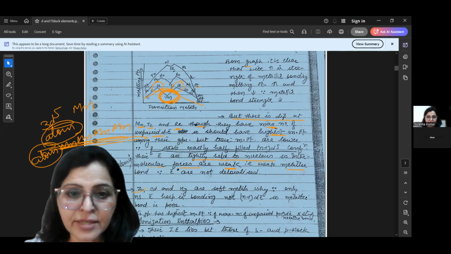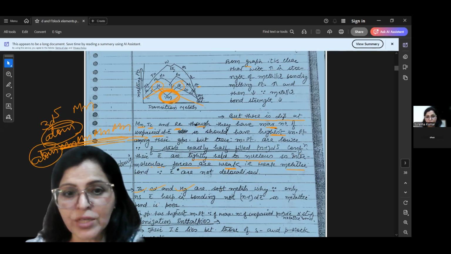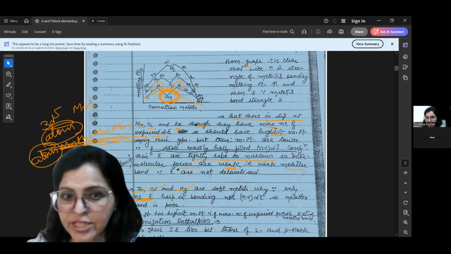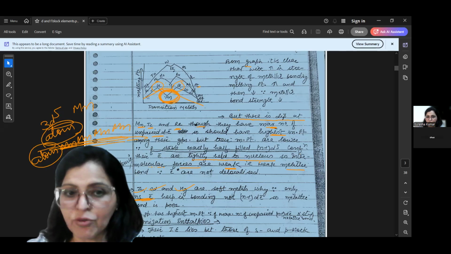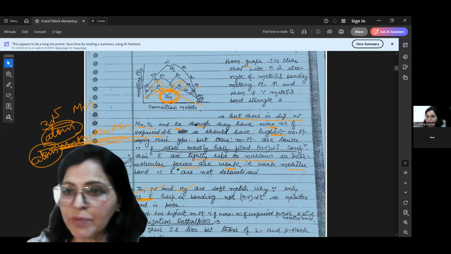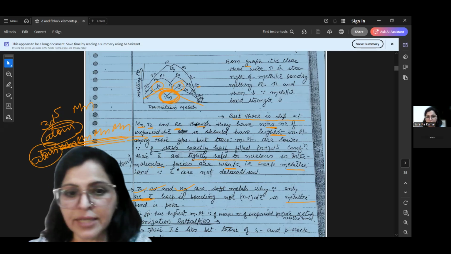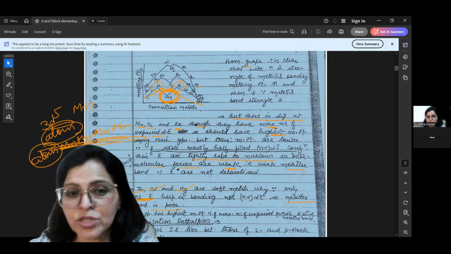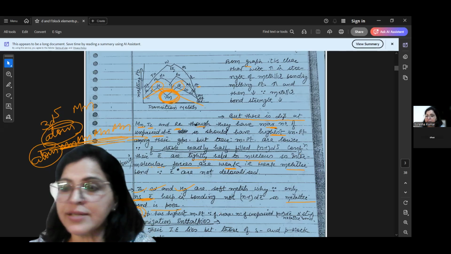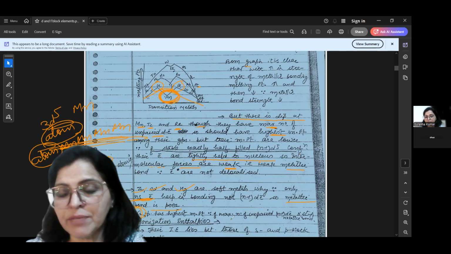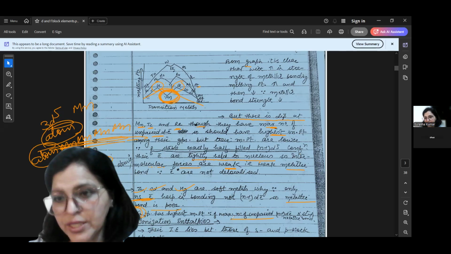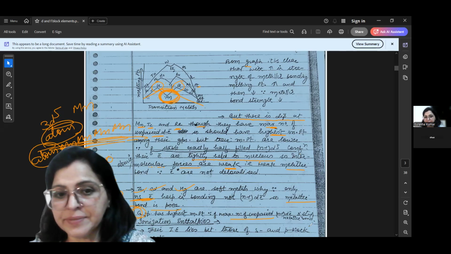And why are zinc, cadmium, mercury soft? Because only ns electrons participate, because they have a fully filled configuration in the d subshell, like 4d10, 3d10, and mercury has 5d10. They will not participate in bond formation. Only 2 electrons are participating. That's why their metallic bond is poor. Next question is, why does chromium have the highest melting point? Because it has the maximum number of unpaired electrons and strong metallic bond will happen.